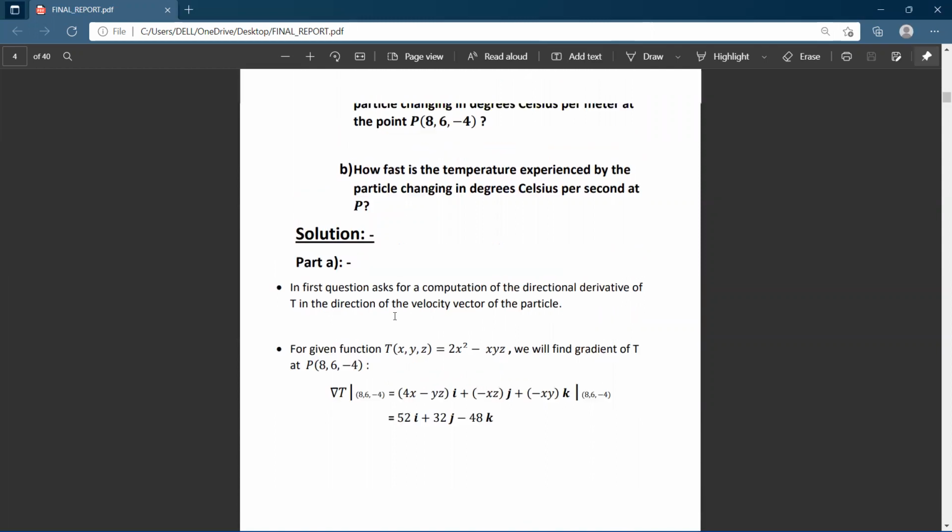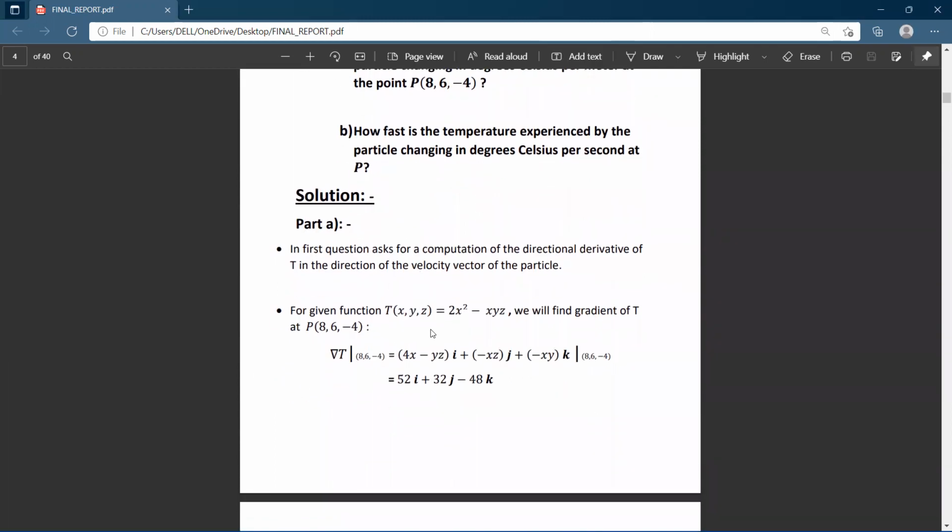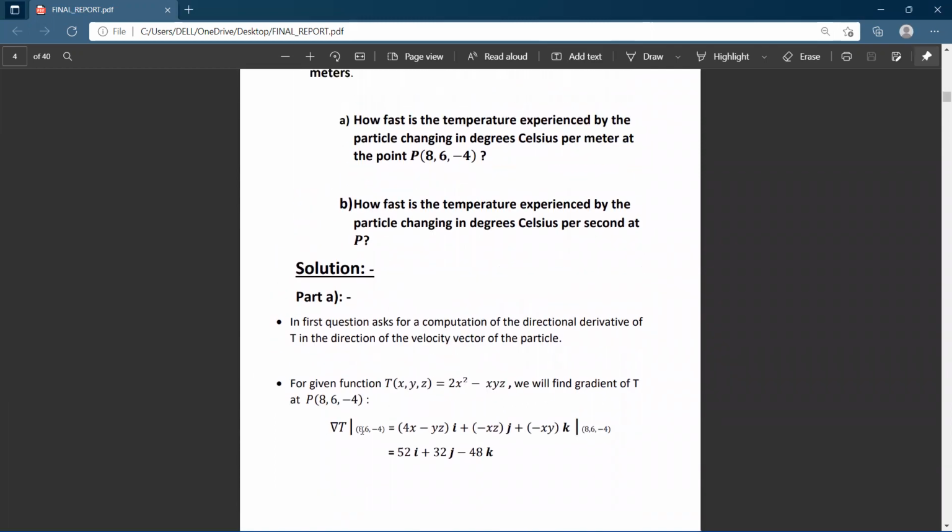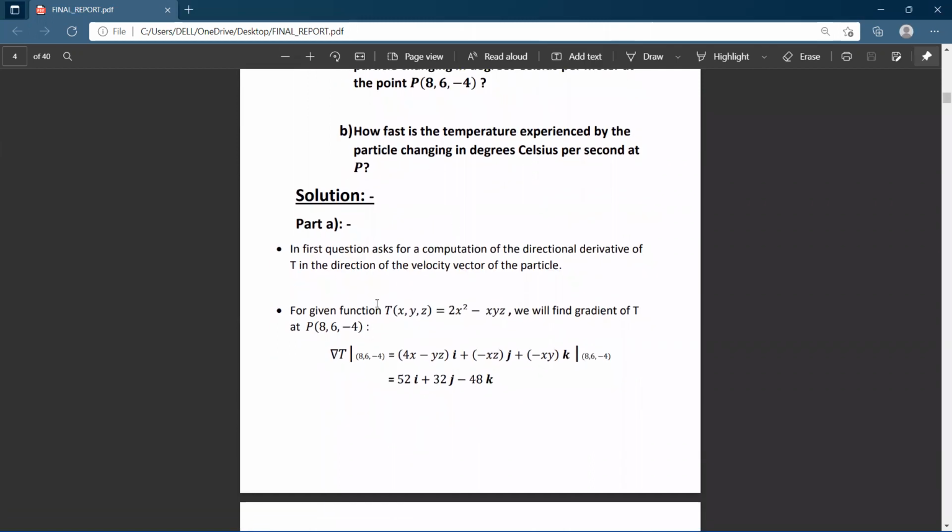To find the directional derivative, first we find the gradient of T at the given point. So I find the gradient of T for T of x, y, z, and after finding the gradient, I put the point into that equation.